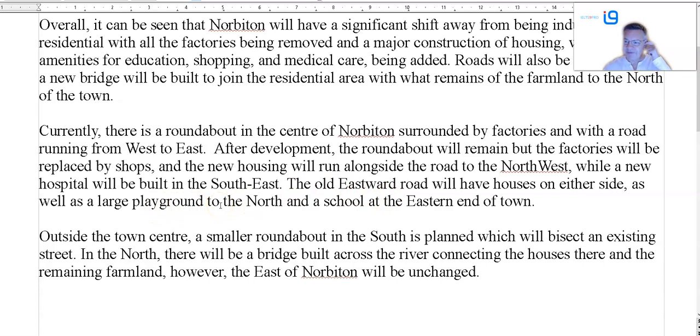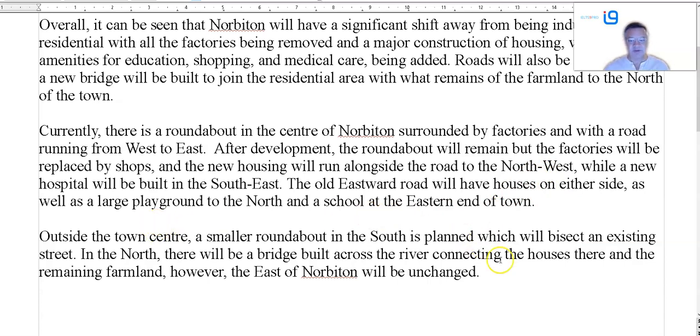You can use other verbs depending on these maps. You can use maybe proposed, predicted, forecast, anticipated, but a future simple works and a future perfect in passive. Well, so you've got all that there. Eastward Road with houses either side. Maybe I should put a comma. Sorry, a hyphen between northwest.